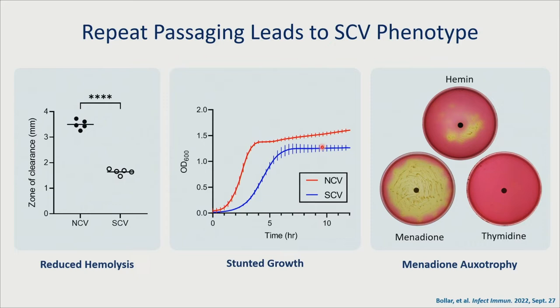Finally, we measured auxotrophy for one of the 3 main metabolites, hemin, menadione, or thymidine. And in this assay, we struck a plate with the bacteria and added a paper disc including one of these 3 metabolites. And we found that for menadione, this was able to restore the growth of the SCV back to what we would expect for the NCV strain at 24 hours. And this indicated to us that we were dealing with a menadione auxotrophic strain.